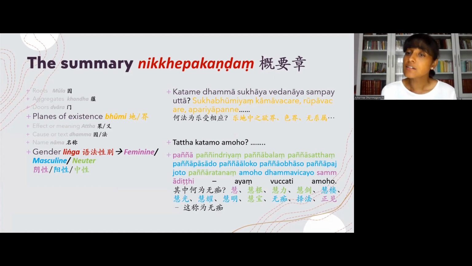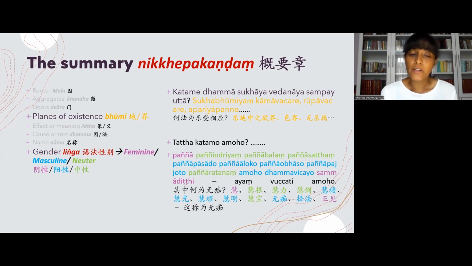Sukha Bhumiyam Kamavachare Rupavachare Apariyapanni. Pleasant soil, Kamavachare, sense sphere, Rupavachare, fine material sphere, Apariyapanne, the supramundane sphere. So here, what is mentioned is the planes of existence, or the bhumi, in which these particular dhammas arise. So the Sukhaya Vedanaya Sampayutta Dhamma arise in these three bhumis.